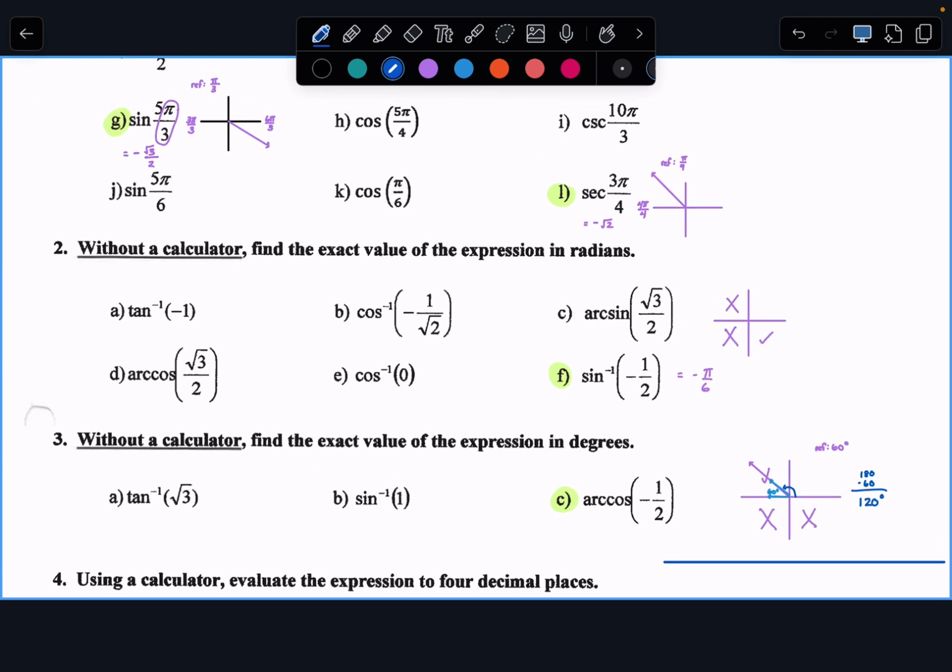Any questions on the no calculator portion? What's the argument? Is that what we learned on Thursday last week? Yeah, that's just another way to say the inverse of it. It's just the inverse cosine.